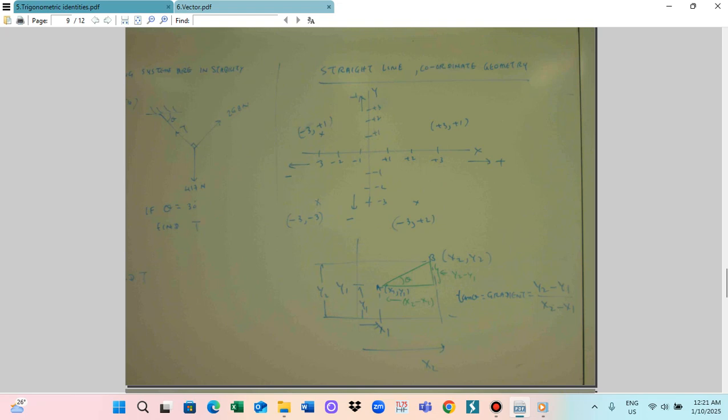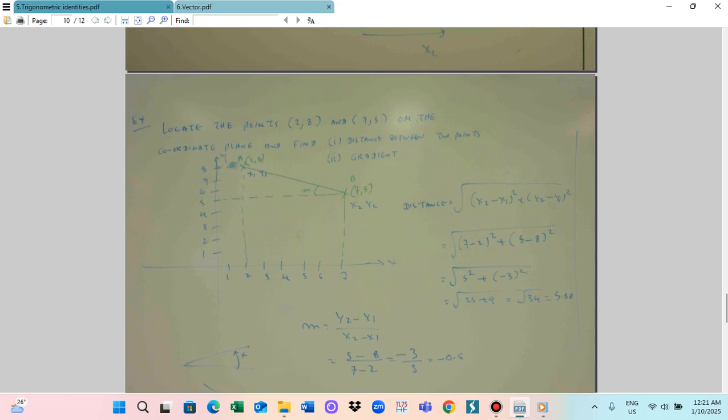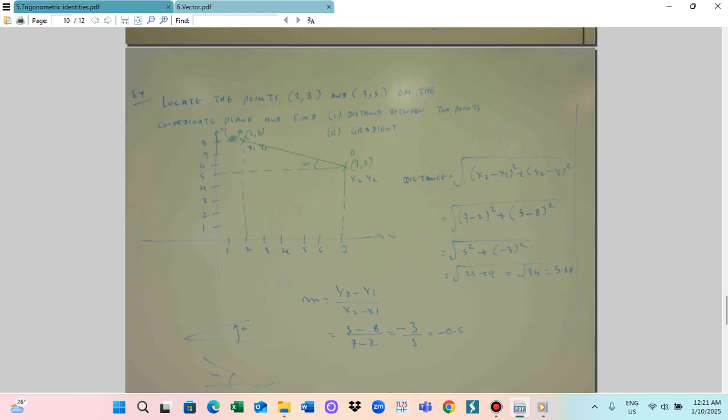So that's how we locate the points 2, 8 and 7, 5 on the coordinate plane, and then find the distance between the two points and the gradient. This is the coordinate plane we draw. This is 1, 2, 3, 4, 5, 6, 7, and this vertical is 1, 2, 3, 4, 5, 6, 7, and 8. Okay, then we allocate the point. Firstly we allocate 2, 8. The 2, 8 point means horizontal 2, vertical 8. So this one is called the 2, 8 point.